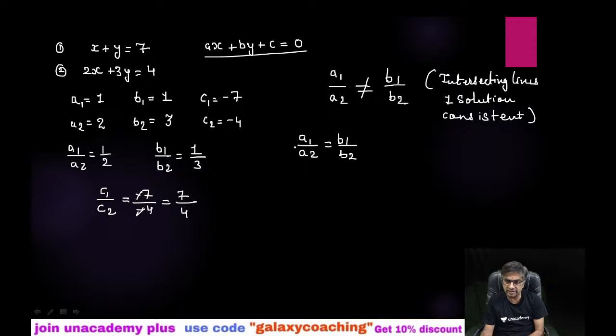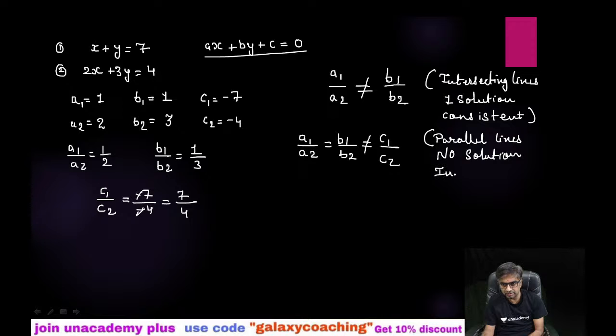Suppose we are getting these two equal, but the third one is not equal. If a1 upon a2 is equal to b1 upon b2, but not equal to c1 upon c2, then you can say parallel lines, no solution, and inconsistent.